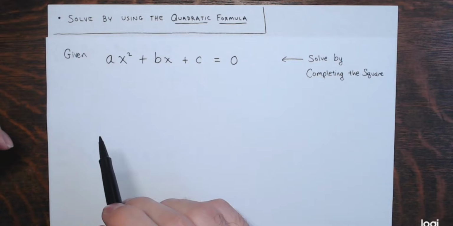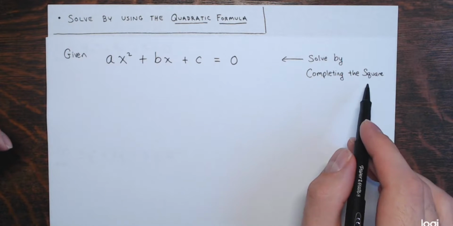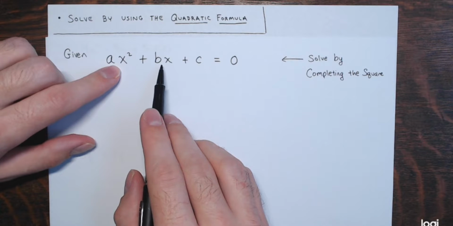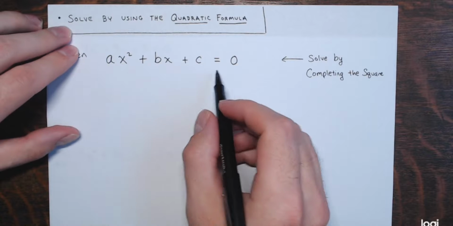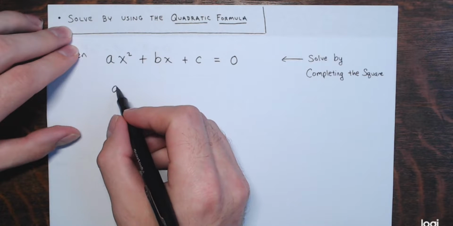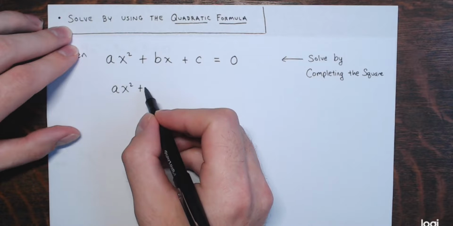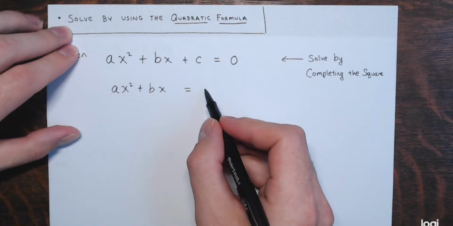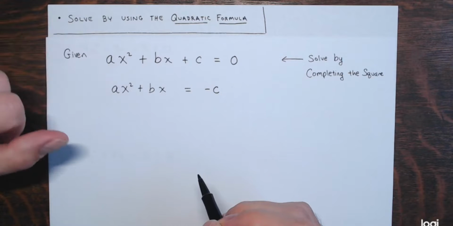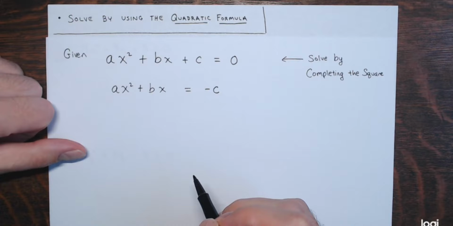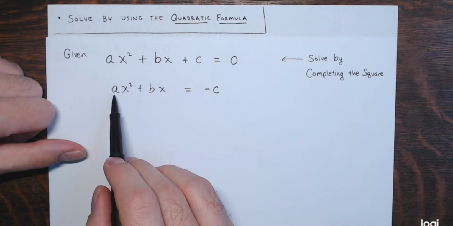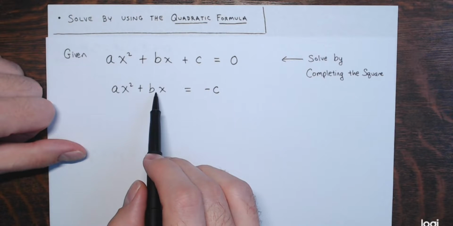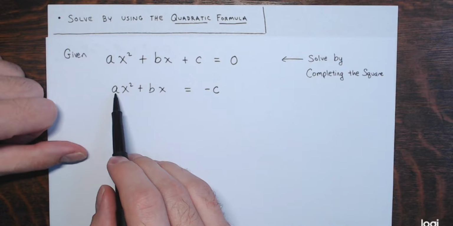Remember, the complete the square method was, first you get the quadratic term and the linear term on their own side. So I'd subtract c. So we have a times x squared plus b times x equals, and then subtract c, so that there's minus c over here on the right side. Now that I have the quadratic term and the linear term on their own side, I need the quadratic term to have a coefficient of 1.